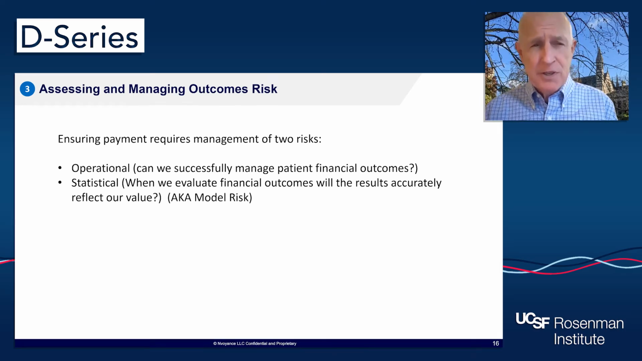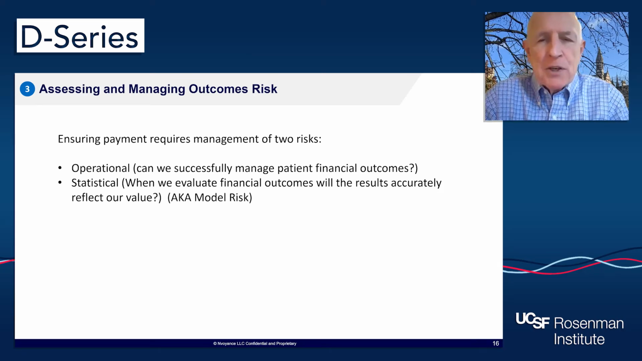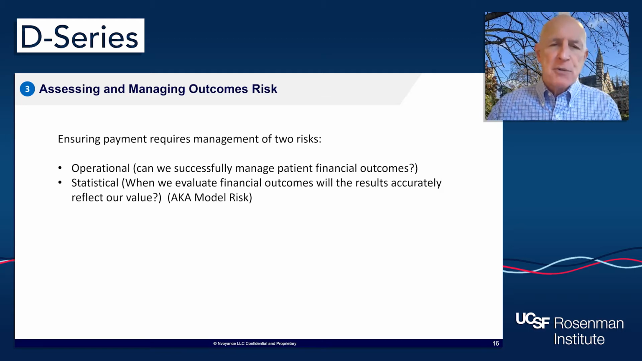The first of these, obviously, is operational. Can you successfully manage patient financial outcomes? Can you actually do what we talked about a moment ago in terms of the economics of bending that cost downwards? Can you successfully manage the patient population to generate savings? But the second part, which is really what I want to talk about in a moment, is the statistical variation. Can we evaluate financial outcomes? When we evaluate the financial outcomes, will the results accurately reflect our value? And this is known in actuarial space as model risk.